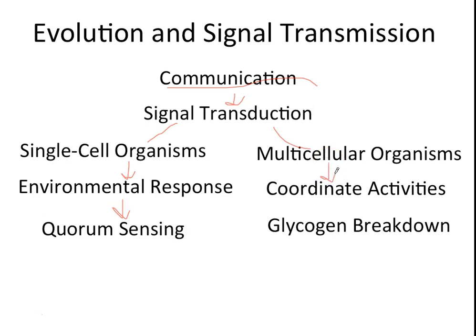Then for our multicellular organisms, instead of using signals to communicate about their environment as a whole, they are coordinating activities within that bigger multicellular organism. Like humans, for example, we have to have our cells communicate so we're all on the same page within our body and our cells know what they're supposed to do. And in this example, we're going to talk about glycogen breakdown.